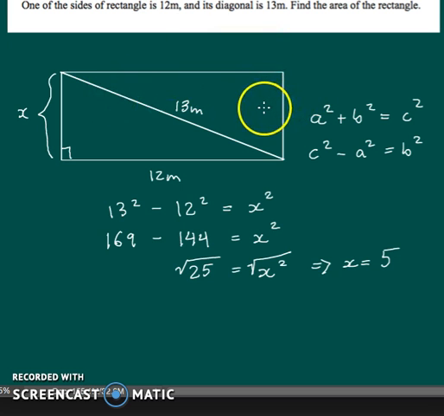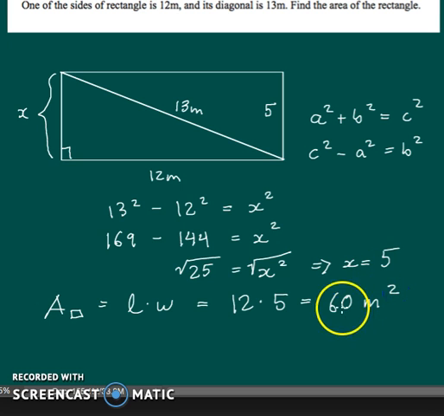This side here is 5 and the other side is 12, and it's very easy for me to find the area of a rectangle, which I know is length times width, and those dimensions are 12 and 5, which is equal to 60. Our units are meters squared. That is your answer.